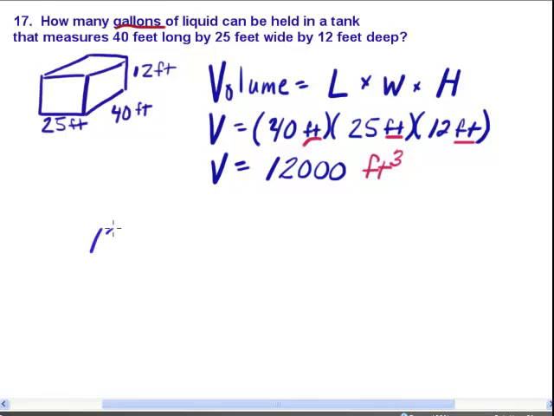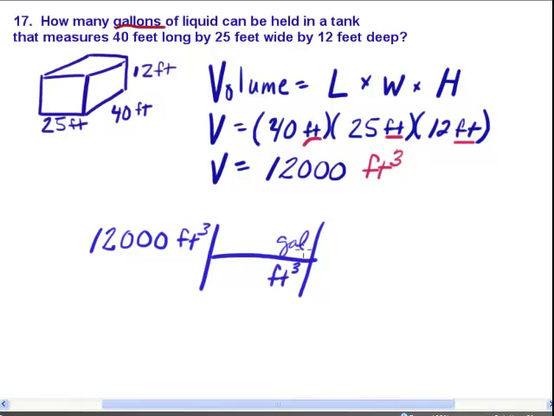So I'm going to do a little railroad track. I've got 12,000 cubic feet. That's what I'm starting with. I'm going to draw my little railroad track here. I've got cubic feet on the top, which means cubic feet must go underneath if I want them to cancel. Gallons is going to go on top. So which one is bigger, a cubic foot or a gallon? Cubic foot is bigger. There are 7.48 gallons in every cubic foot.